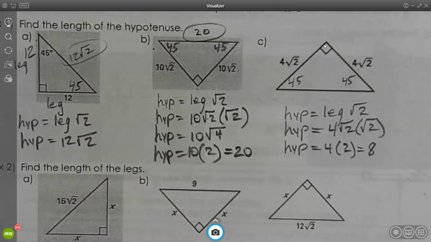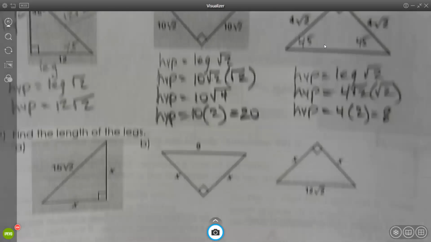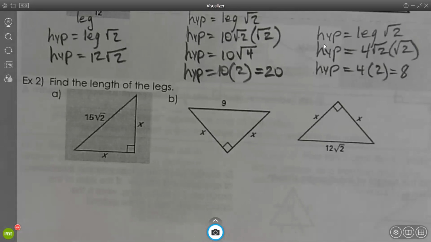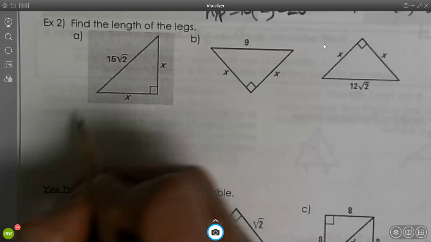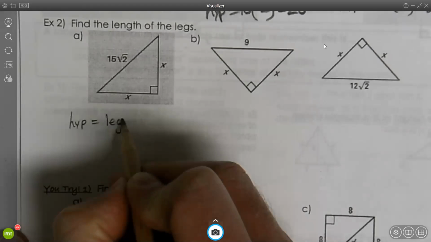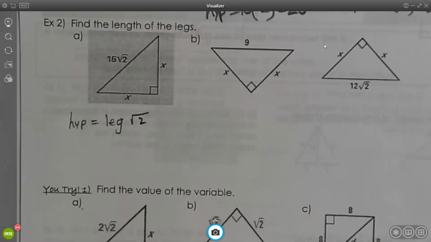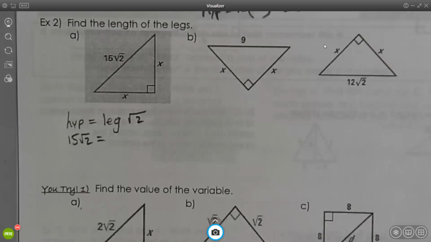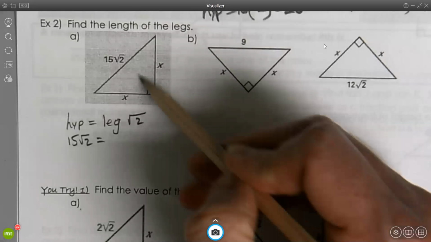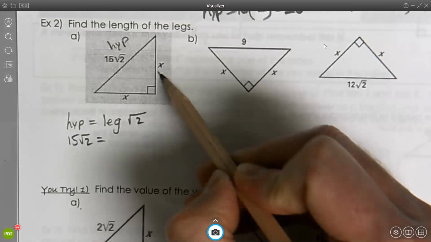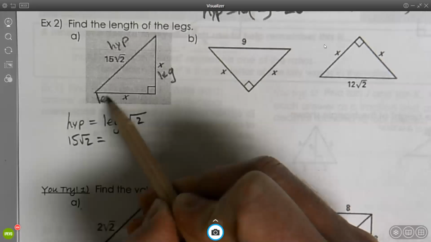So that was finding the hypotenuse each time. Now we can go and find the leg. It makes it a little bit trickier, but we still use the same formula. The formula is still the hypotenuse equals the leg times √2, so that keeps it simple. We have 15 √2 as the hypotenuse, because remember, the hypotenuse is always across from the 90. So that's going to be your hypotenuse, and these are going to be your legs of the right triangle.